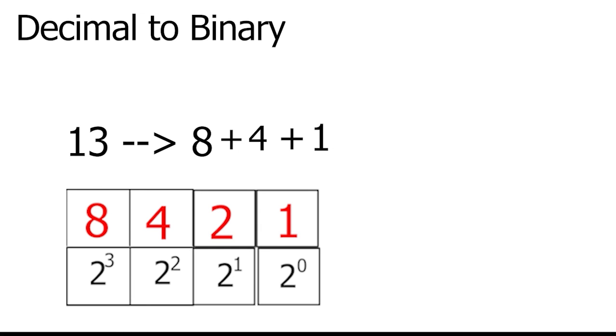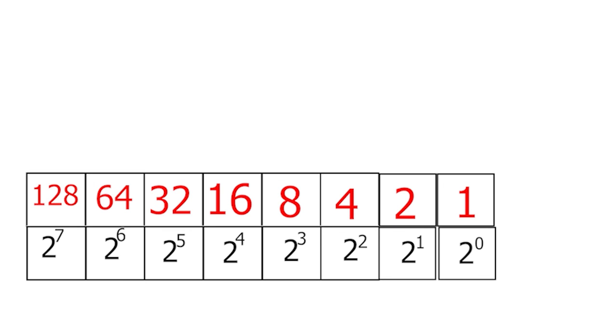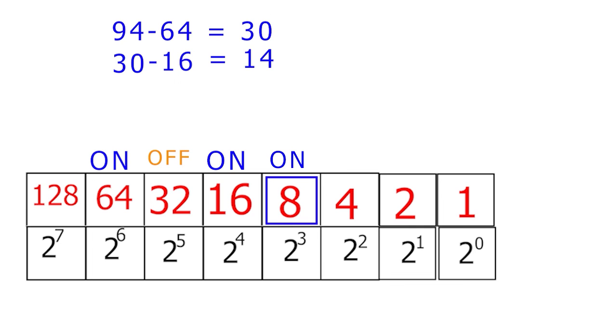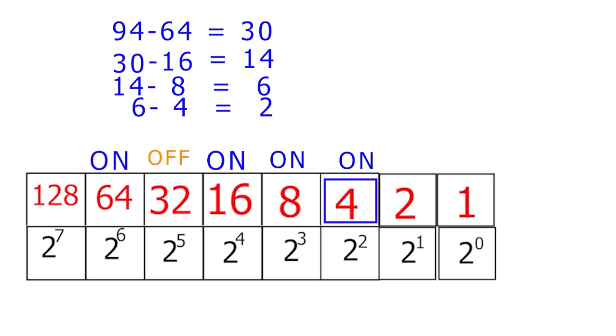Let's try another example. Let's say 94. The highest base 2 value that is less than or equal to 94 is 64. And 94 minus 64 is equal to 30. And the next base 2 value could be 16, since 32 is higher than 30. So 30 minus 16 equals 14. Next, less than or equal to 14 is 8. 14 minus 8 is equal to 6. Next base 2 value is 4. So 6 minus 4 equals 2.